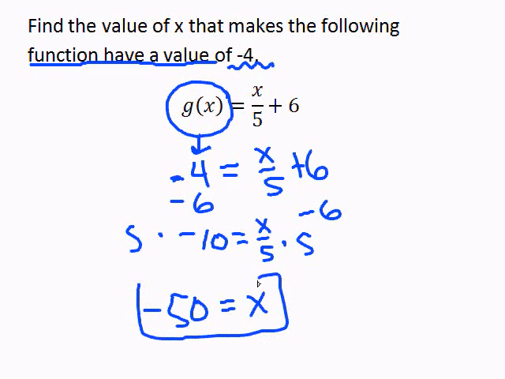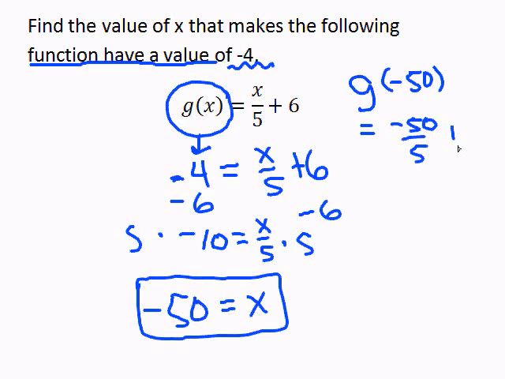The way you could check yourself is you could put negative 50 in for x to check and see if you actually get back out negative 4. Let's check it. g of negative 50 is equal to what value? Well, it'd be negative 50 over 5 plus 6, which is equal to negative 50 over 5 is negative 10 plus 6. Negative 10 plus 6 is negative 4. So, when x is negative 50, our function does equal negative 4.